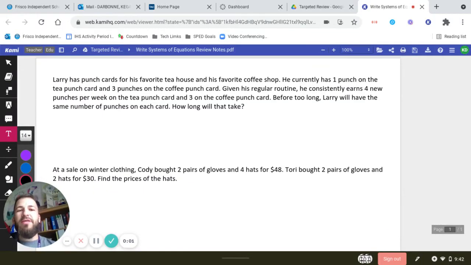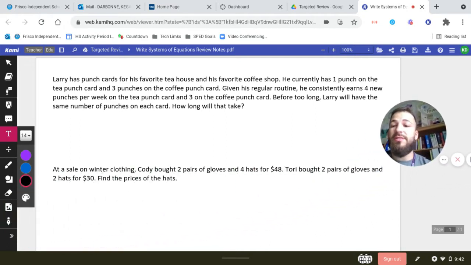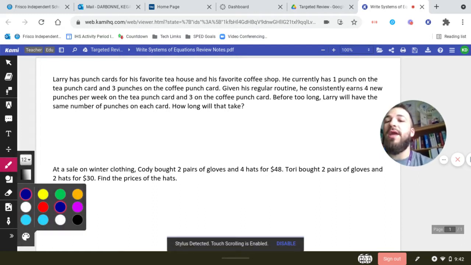Hey y'all, today I'm just going to be giving a little refresher on how to write systems of equations. So remember, when writing systems of equations from word problems, there's kind of three main ways that we write it.